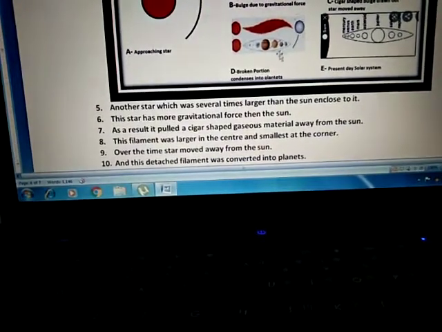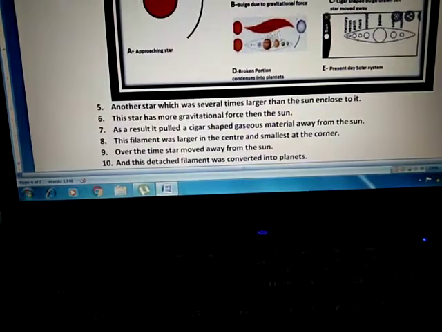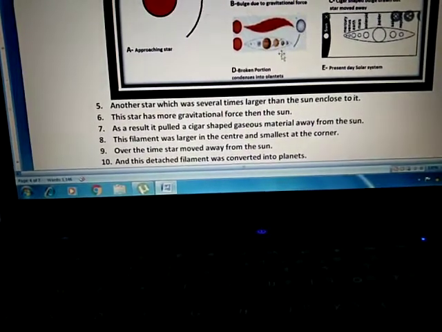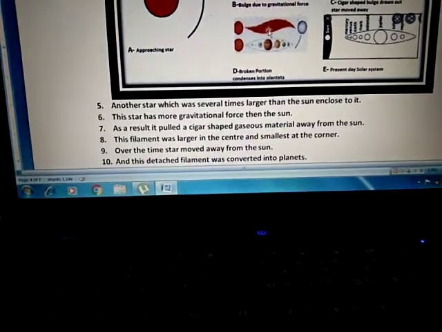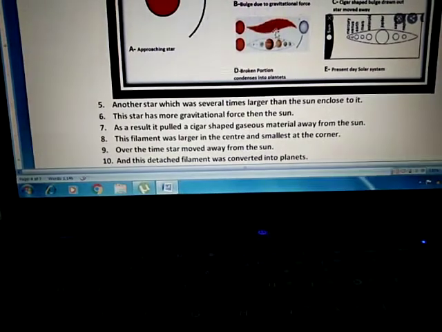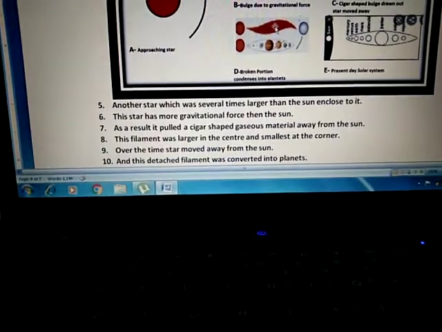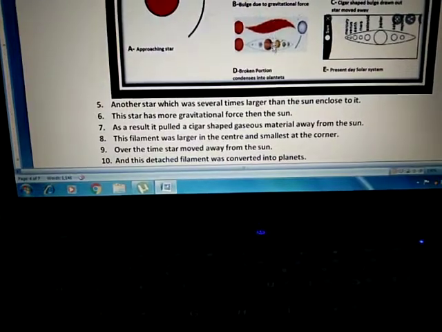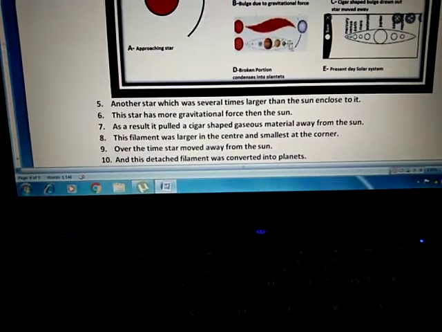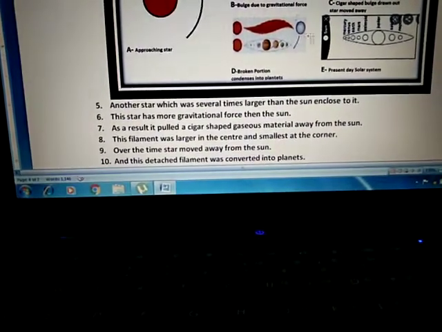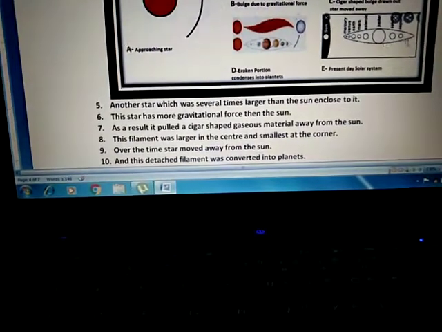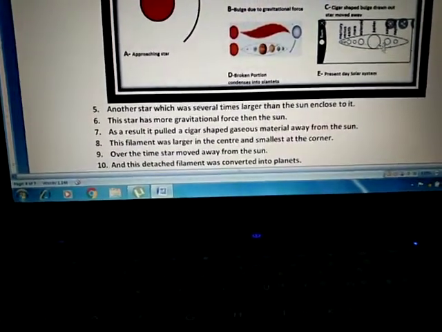When the star moves in its orbit, it moves away from the sun, and the cigar shaped detached filament began to rotate around the sun, and while it was rotating, it condensed and converted into different parts, which are our present day planets. So it broke down into 8 parts, which are our present day planets.